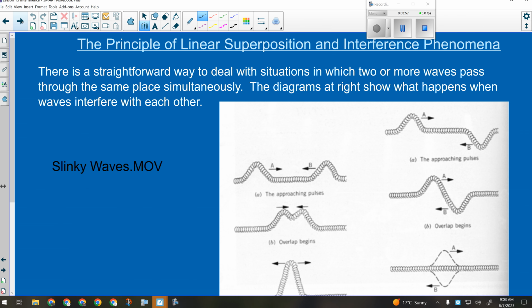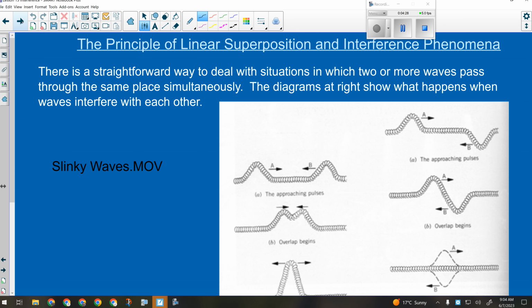All right. So I'm going to bring up the Slinky again here, just so you can kind of see this. There's 2 kinds of interference: constructive interference and destructive interference. In constructive interference, the waves are what we call in phase. That means when one is up, the other is also up. So when they overlap with each other, their amplitudes make the medium go bigger.